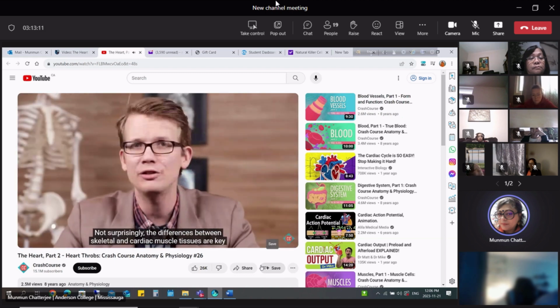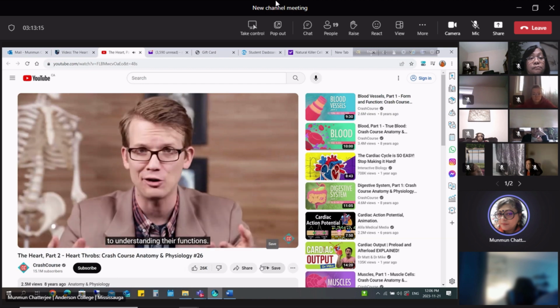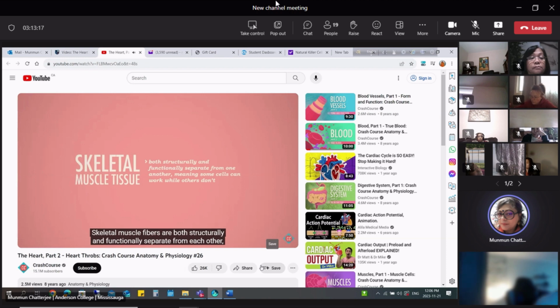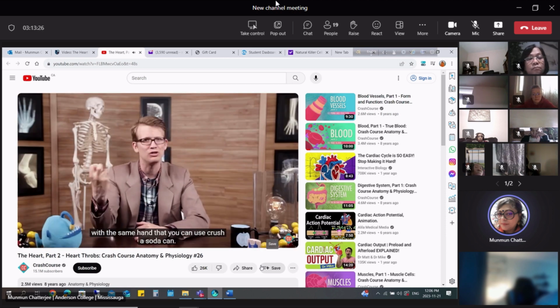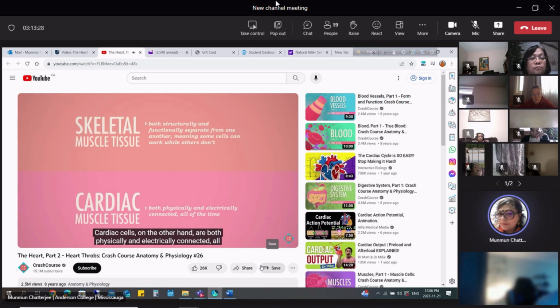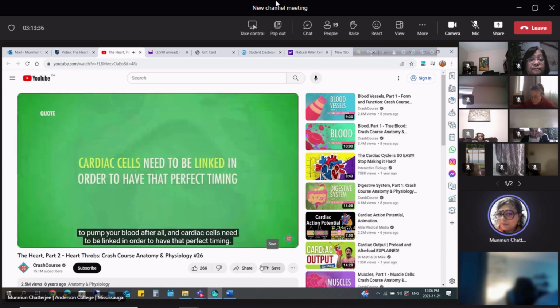Not surprisingly, the differences between skeletal and cardiac muscle tissues are key to understanding their functions. Skeletal muscle fibers are both structurally and functionally separate from each other, meaning that some cells can work while others don't. That's why you can grasp a delicate flower with the same hand that you can use to crush a soda can. Cardiac cells, on the other hand, are both physically and electrically connected all of the time. It takes precise coordination to create the high and low pressures required to pump your blood, after all, and cardiac cells need to be linked in order to have that perfect timing.